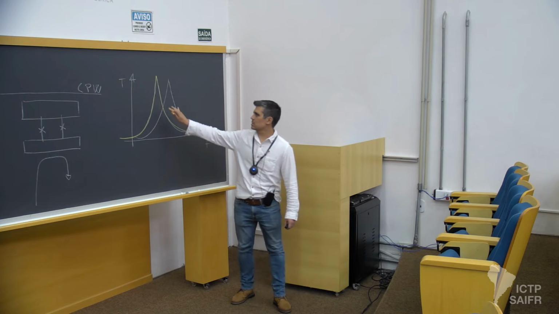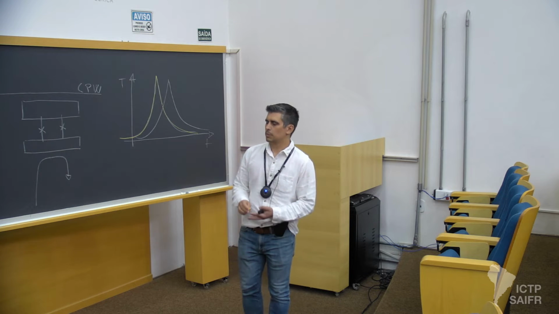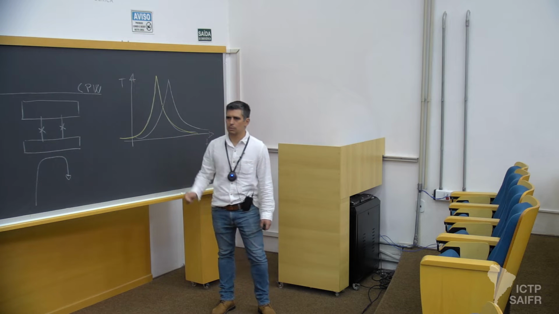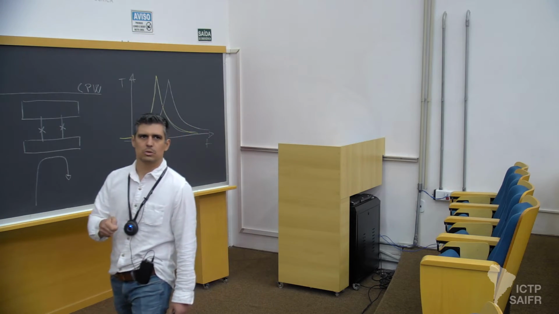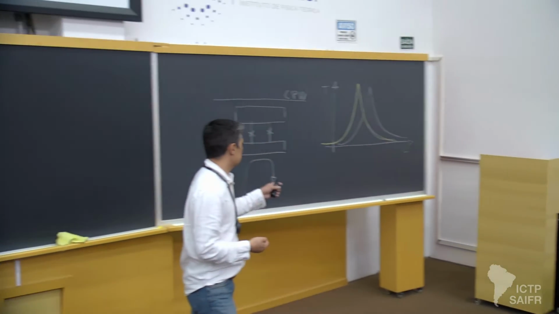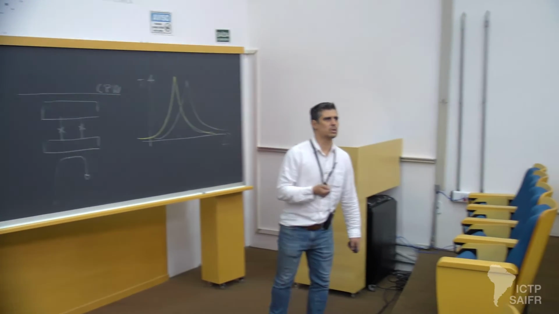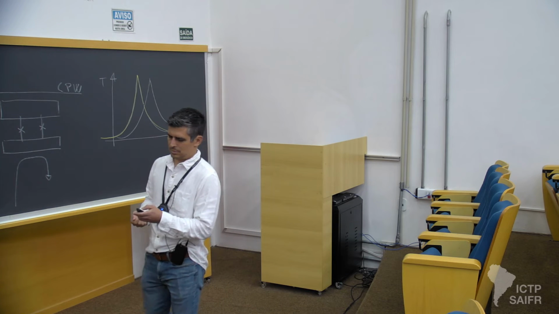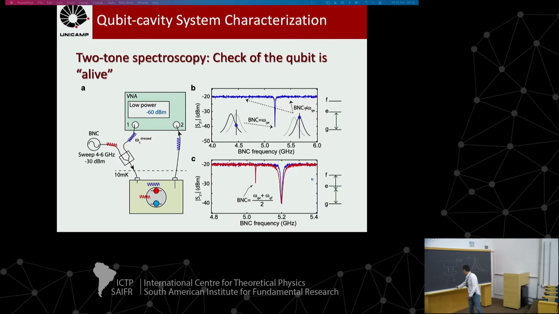So we are going to use this technique again to see what's happening with the qubit. Okay, so what we do now, we are going to send a second signal to the qubit to excite the qubit from the ground state to the excited state, and look at the cavity. But now I can control where the qubit will be. What's the energy of the qubit? Okay. So this is the kind of measurement we do there.